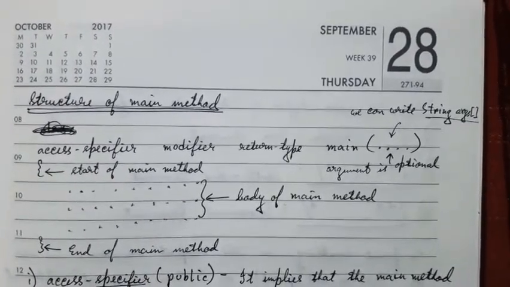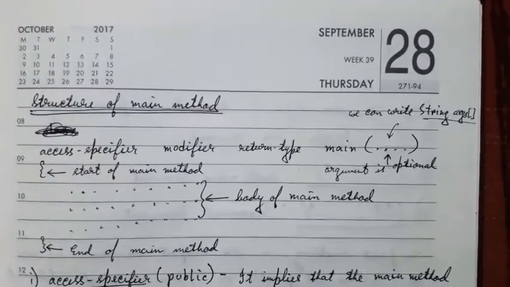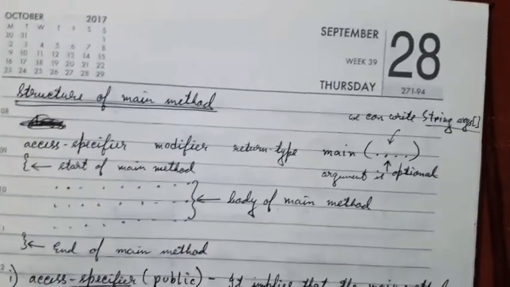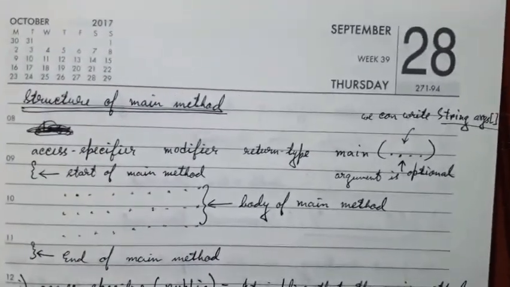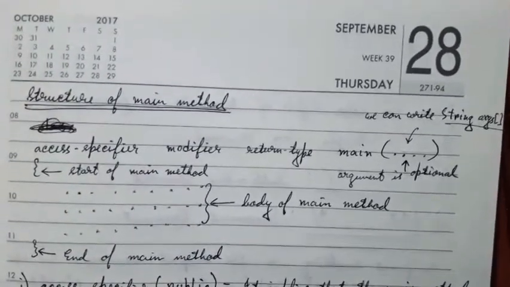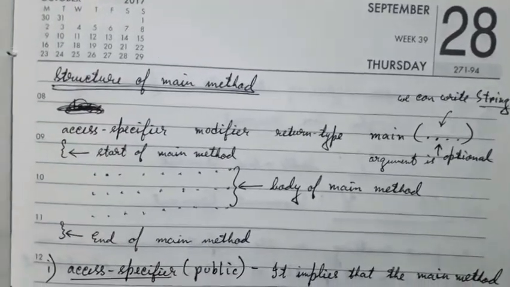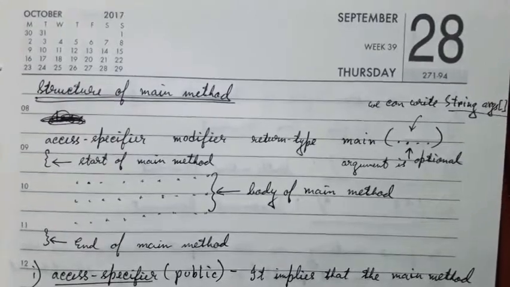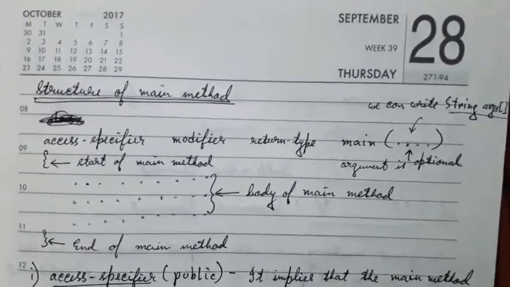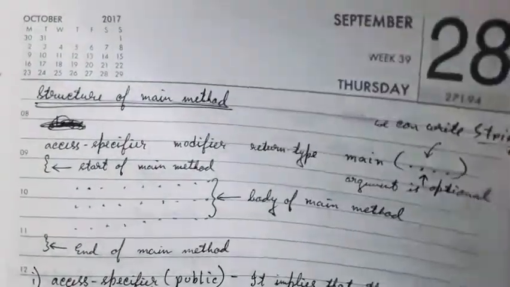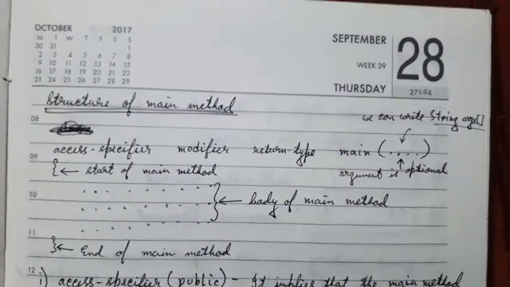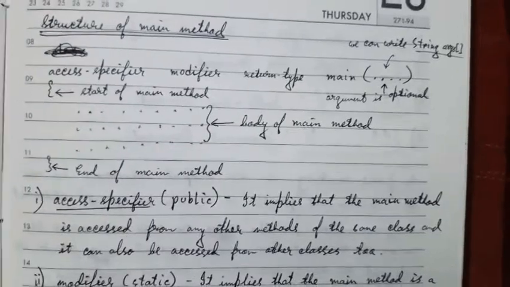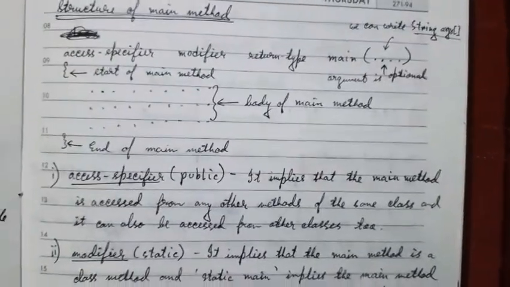Main, and inside the brackets you can give an argument. I'll tell you what an argument is. If you don't give an argument, that's also fine, no problem. Then is the start of the main method, again with curly brackets, then the body of the main method, and then the end of the main method. Now let's come to what the access specifier, modifier, return type and all are.